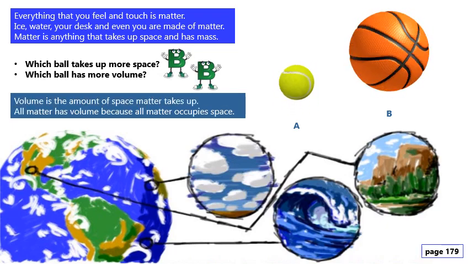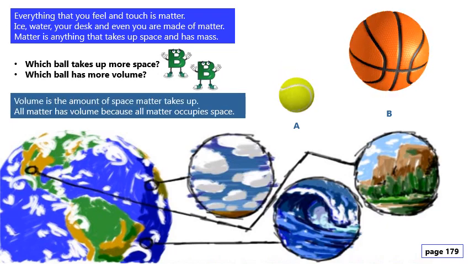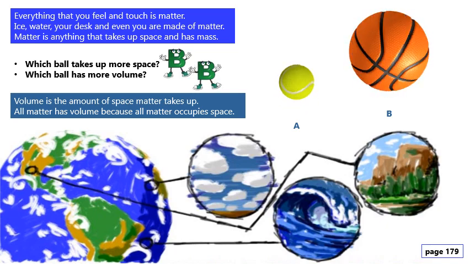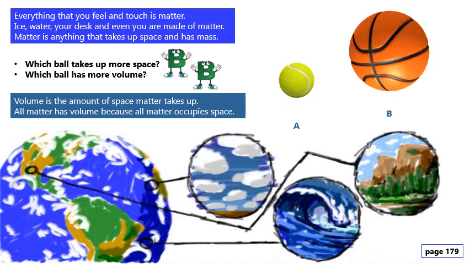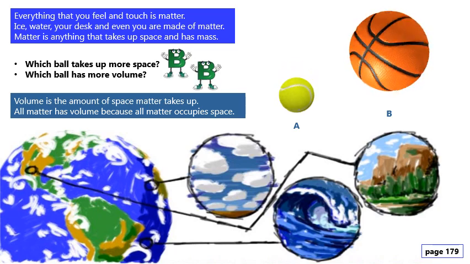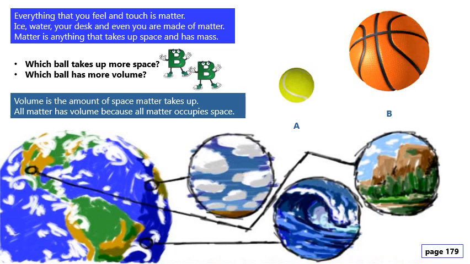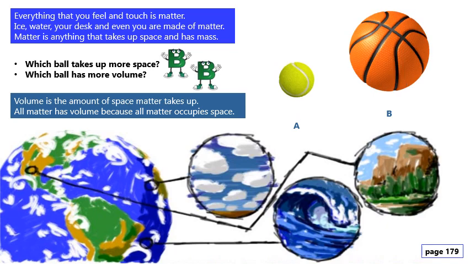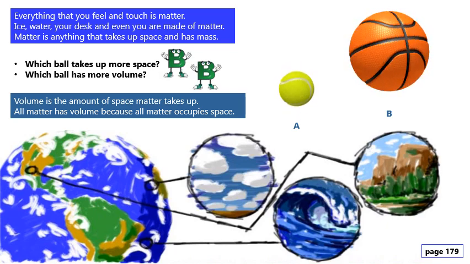So as we said, volume is the measure of the amount of space that a thing takes up. All objects or matter have volume because they use a space, they occupy a space.